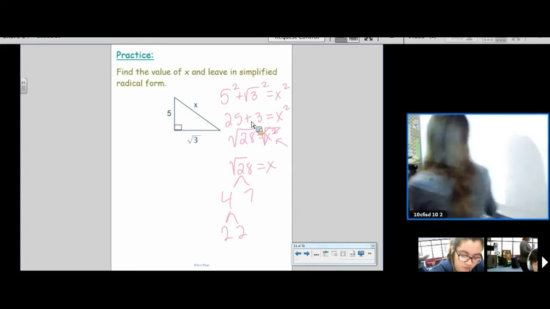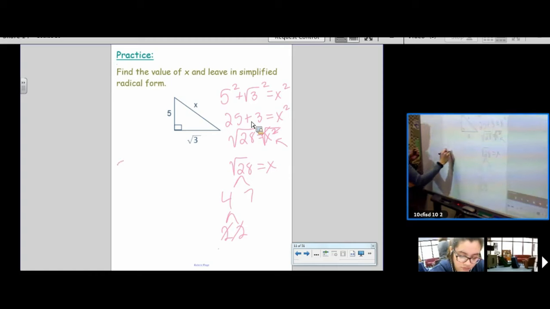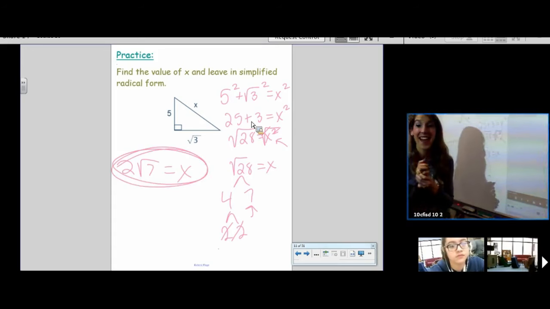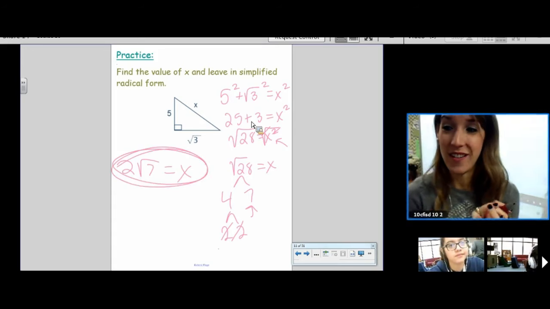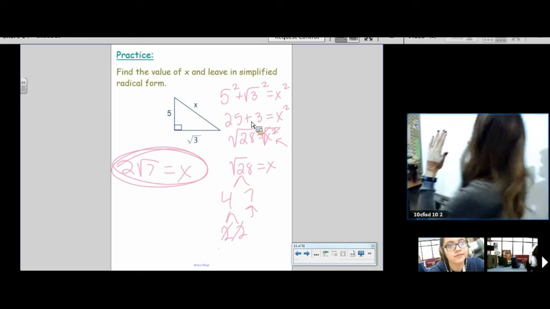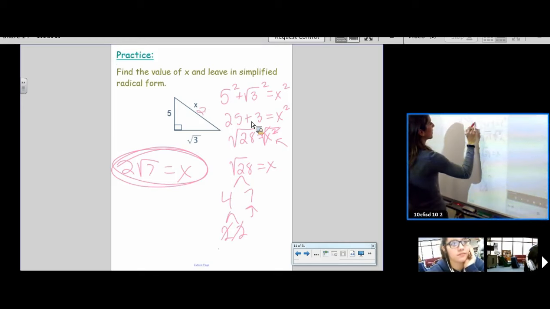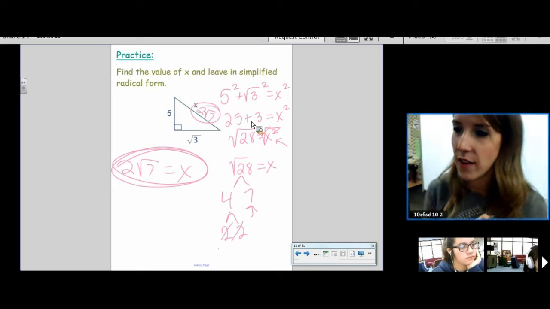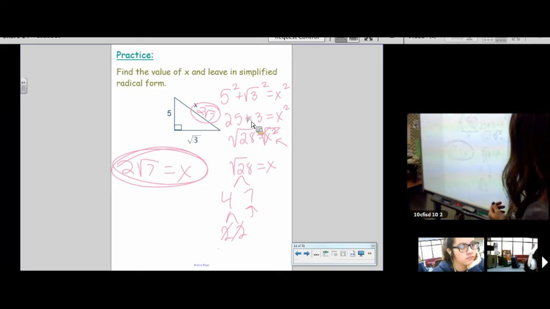However you want to do that. The 2's escape. The 7 is left over. And that is the final answer. X is 2 root 7. That is the exact side length. It's not a decimal approximation. It's the perfect length of the missing side.